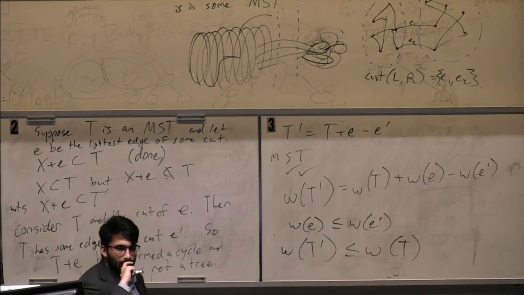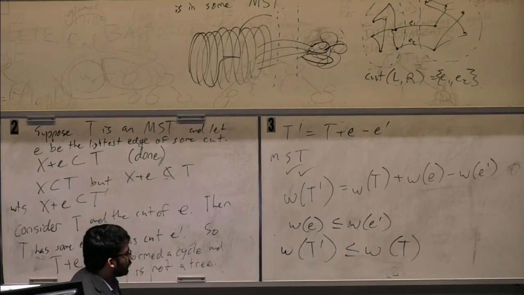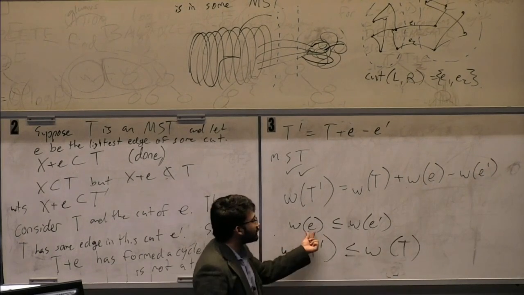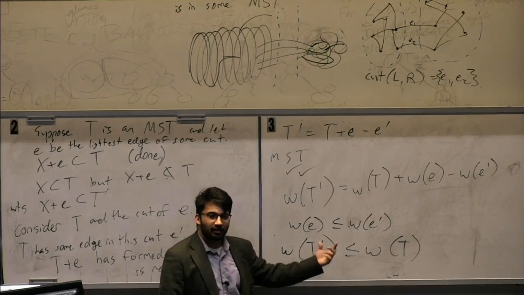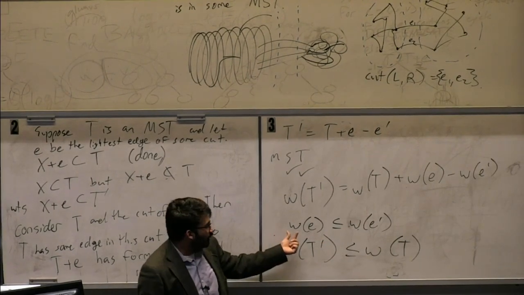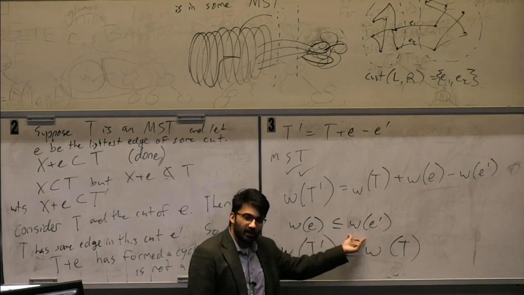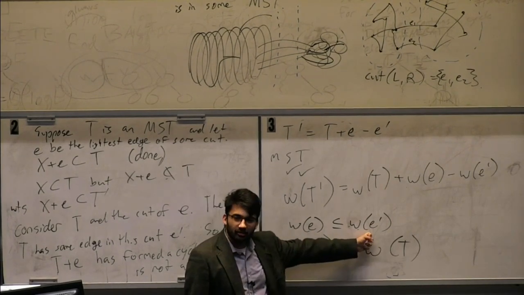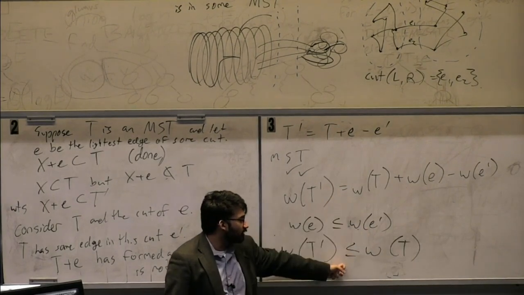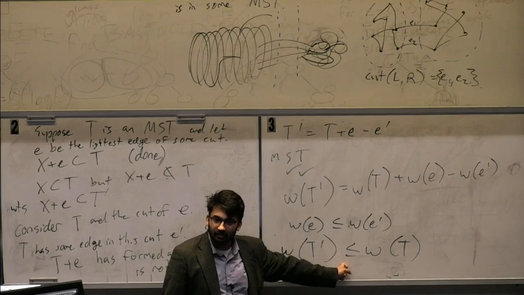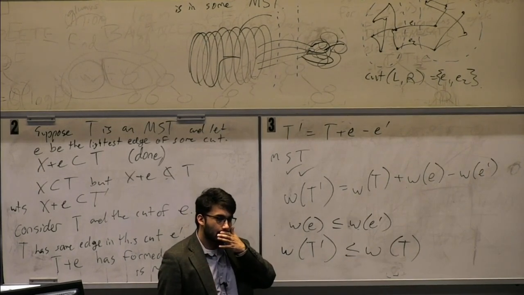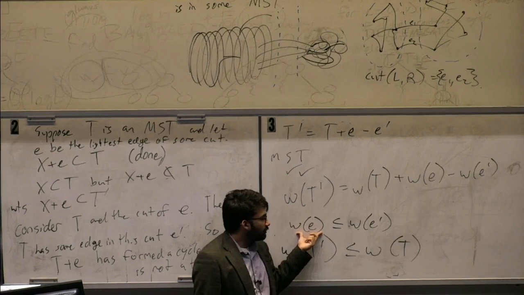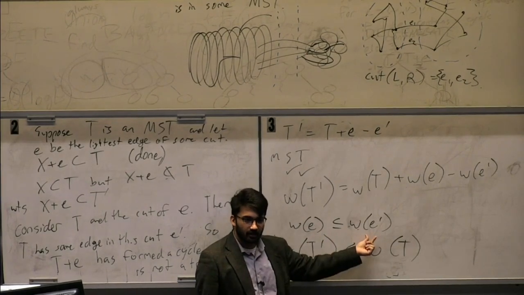E prime is some edge, and by assumption, E is the lightest edge. So we know that the weight of E is less than or equal to the weight of E prime, and by lightest here, I don't mean strictly. We know that this is true for every edge of the cut, because E is the lightest, and E prime is also in the cut. So the weight of E is less than or equal to any other edge in the cut, including E prime. So given this, we can deduce that the weight of T prime is less than or equal to the weight of T. Because E is defined to be the lightest edge of the cut. So this is an edge of the cut, so it's less than or equal to the other edges of that cut.